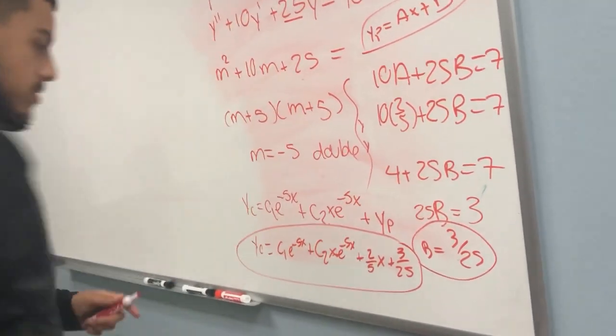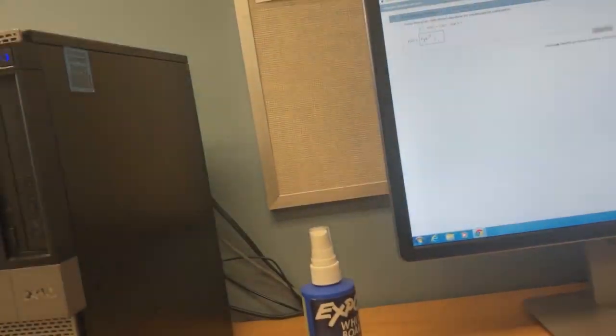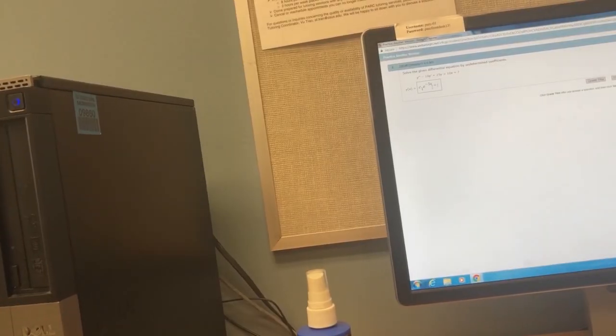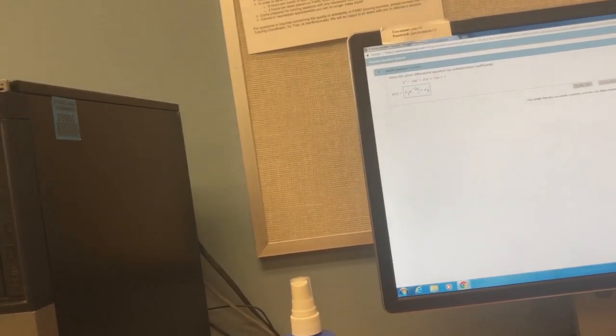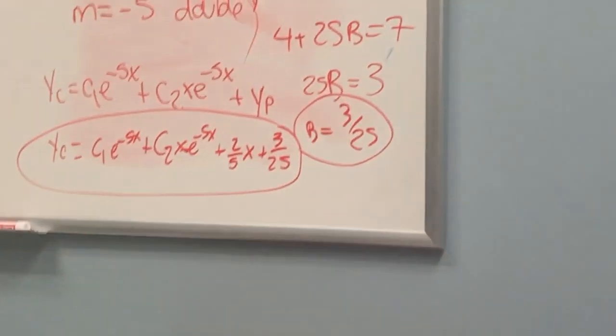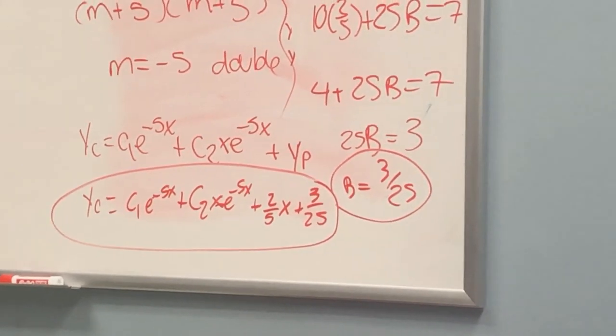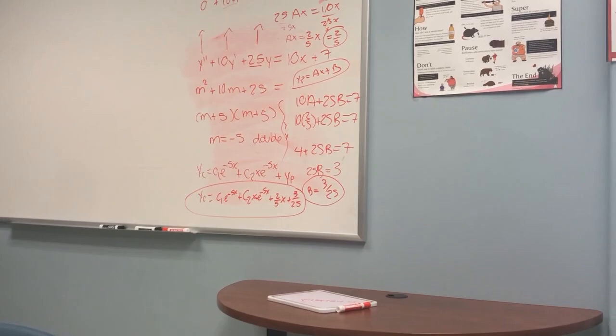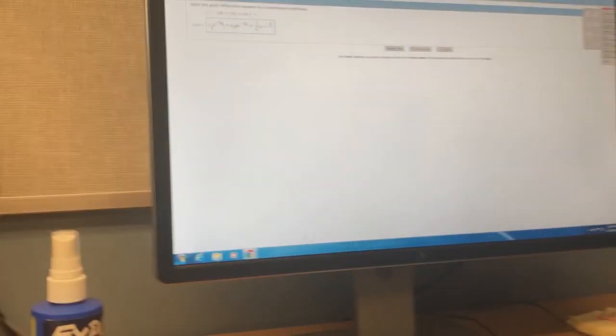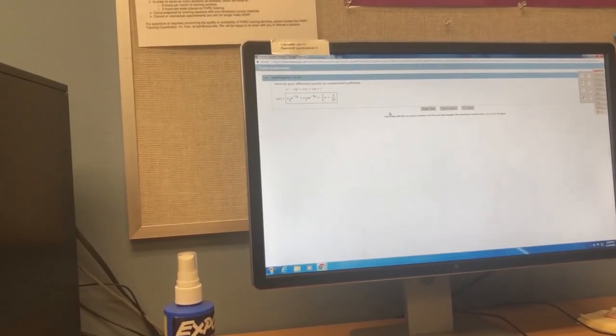Okay, let's try it. e to the negative 5x plus C2 x e to the negative 5x plus 2 over 5 x plus 3 over 25? Okay, that looks alright.